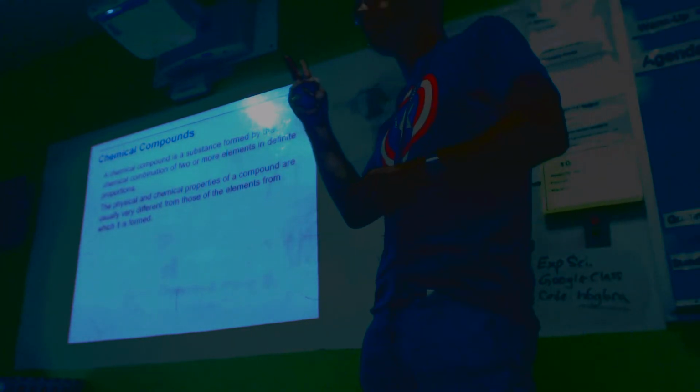What is a compound? A compound is a substance formed by a chemical combination of two or more elements in definite proportion. What is water? Anybody knows the formula for water? H2O. This means that in a molecule of water, you have two hydrogens and one oxygen. And that's a compound. Oxygen, which you are breathing right now, is also a compound, with two oxygens.